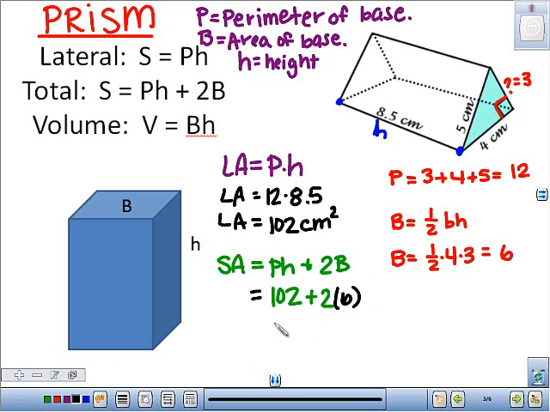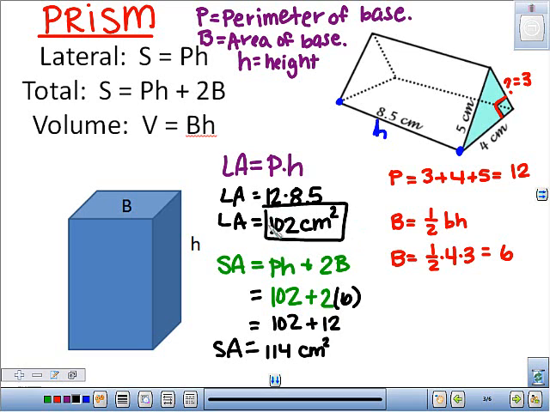So I have 102 plus 12. So my total surface area is 114. Still talking about area, so units are still just squared. Okay, so lateral and total.